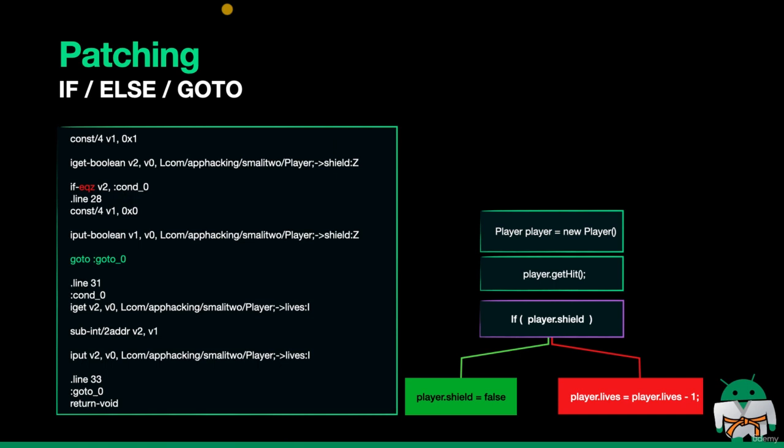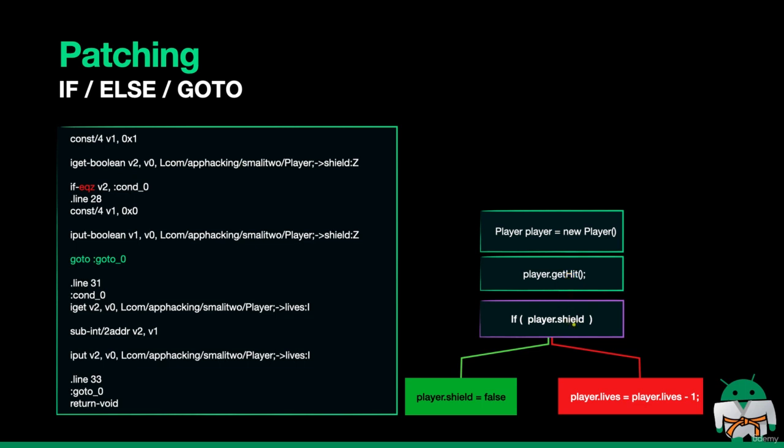Okay, on the right side we've got our Java code and on the left we've got the corresponding Smali code. Let's have a look into this. We are creating a new player object over here. Then the player gets hit. So in the last exercise we lose a player life over here. But now there's something different. The player has now a new instance field named shield.